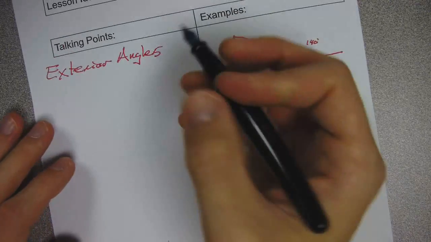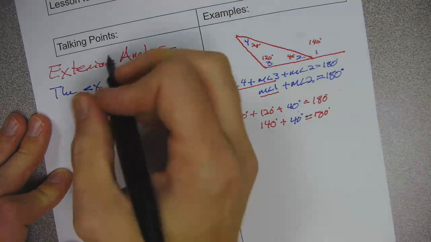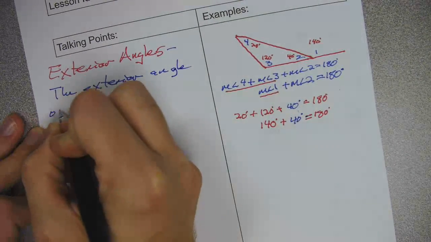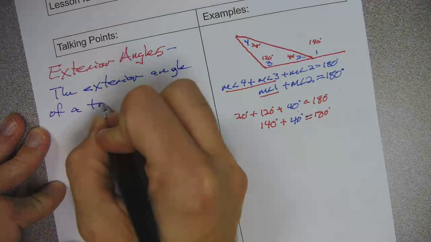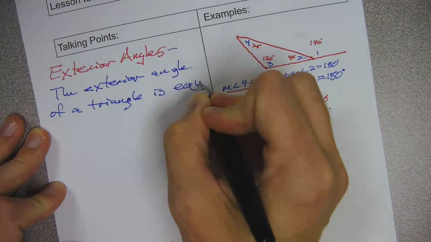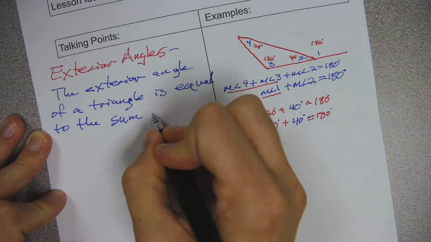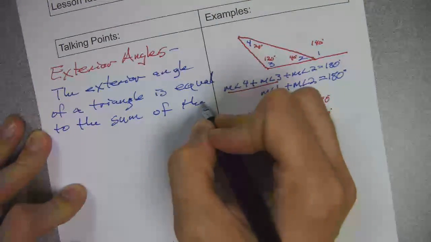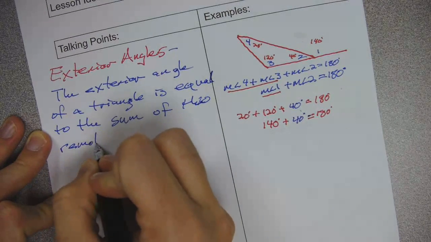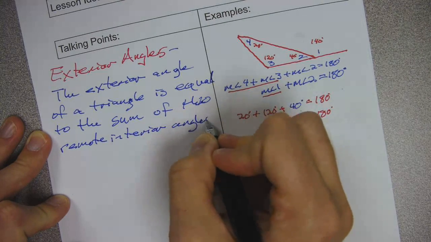So here's what we can write about exterior angles. The exterior angle, this outside angle, of a triangle is equal to the sum of the two, we call these remote interior angles.